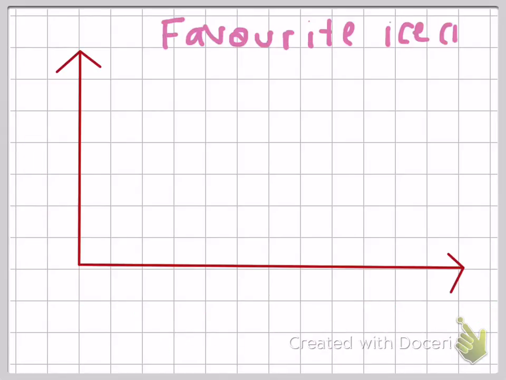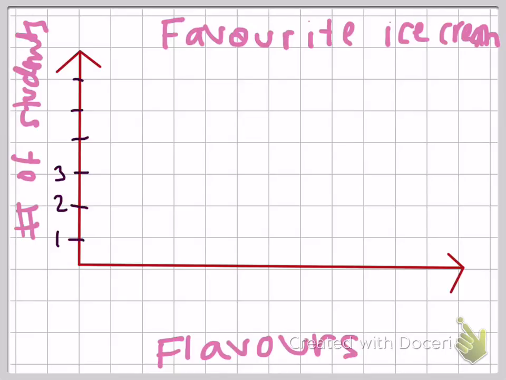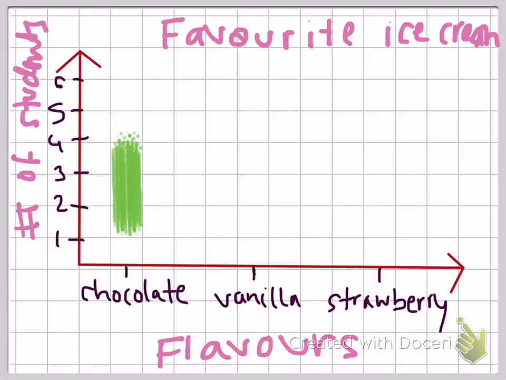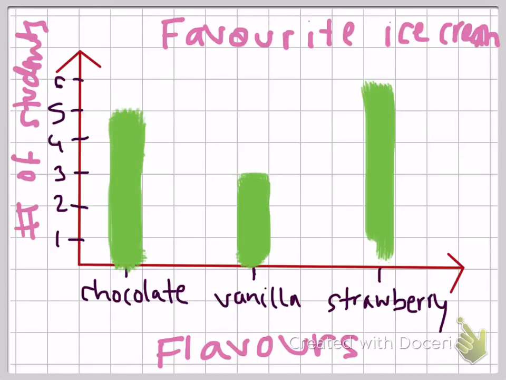So I'm going to be using a specific example. Favorite ice cream at Meadowville Elementary School, let's say. At your x-axis you have your flavors, and as you can see, the red markings really show the flavors. The flavors I chose were chocolate, vanilla, and strawberry. I have each marking for each flavor, and on my y-axis I have the number of students liking those flavors, so I have my numerical values.